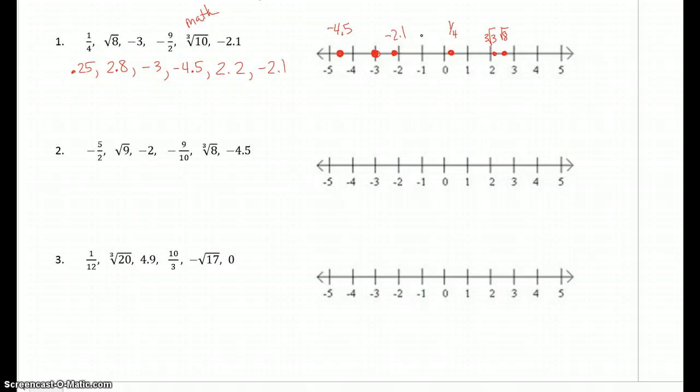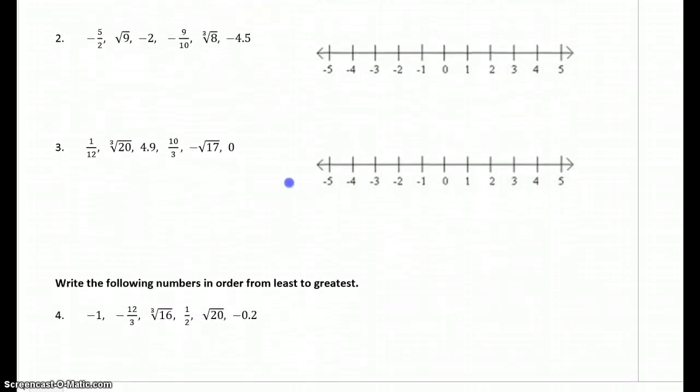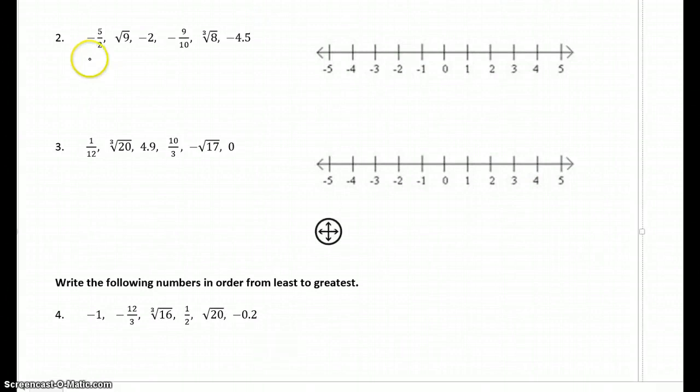Okay, so let's look at number 2. Again, I'm going to start with decimal approximations. Negative 5 over 2 is just negative 2.5. The square root of 9 is 3. We've got negative 2. Negative 9 over 10 is negative 0.9.